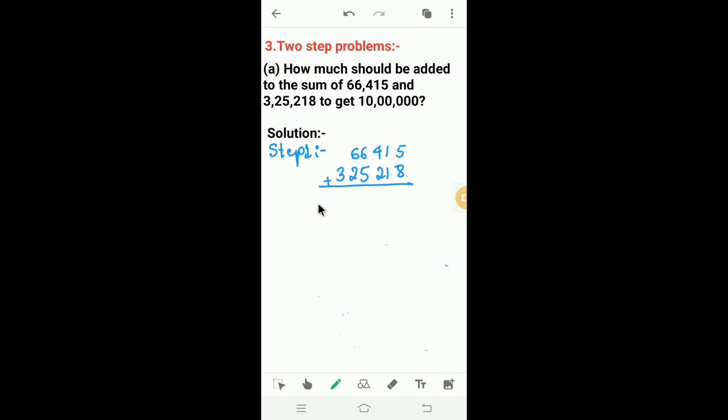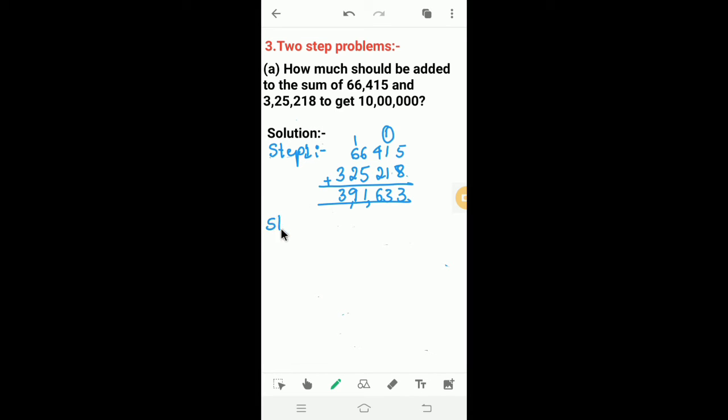Now I will start addition from ones place. 5 plus 8 is how much? 5 plus 8 is 13. So I will write 3 here and 1 carry. 1 plus 1 is 2. 2 plus 1 is 3. 4 plus 2 is how much? 4 plus 2 is 6. 6 plus 5 is how much? 6 plus 5 is 11. So I will write 1 here and 1 carry. 1 plus 6 is 7. 7 plus 2 is 9. Write 3 as it is. Answer is 3,91,633.